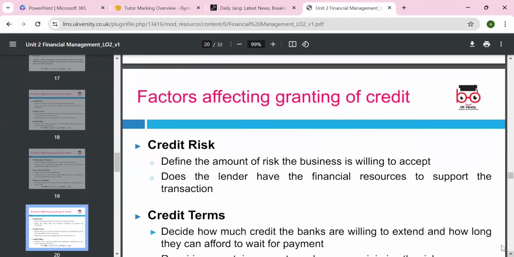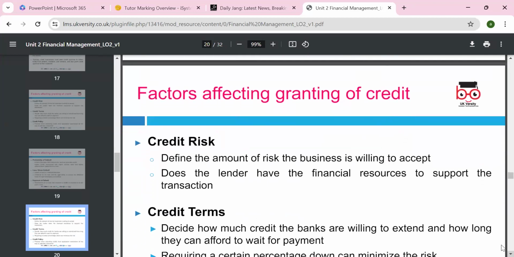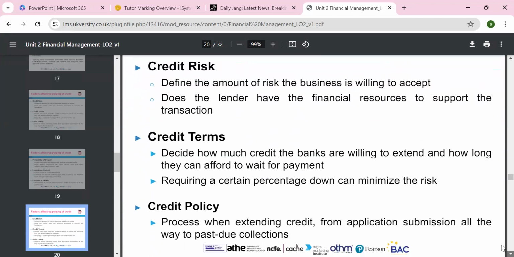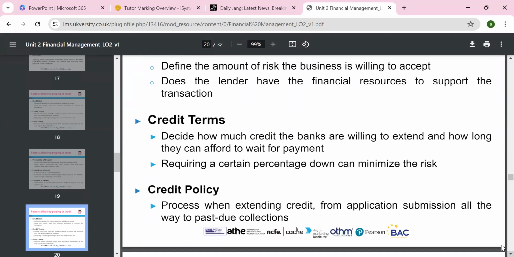The factor affecting the granting of credit risk defines the risk as the probability of the chance of occurrence for the lender, and the financial support, and the creditor decides how much credit the bank is willing to extend and how long they can afford to wait for the payment.